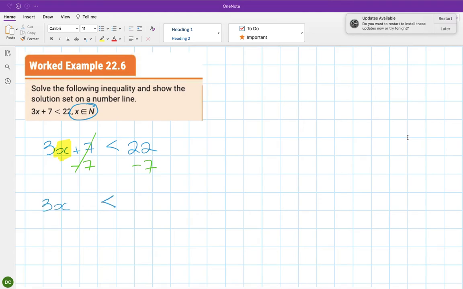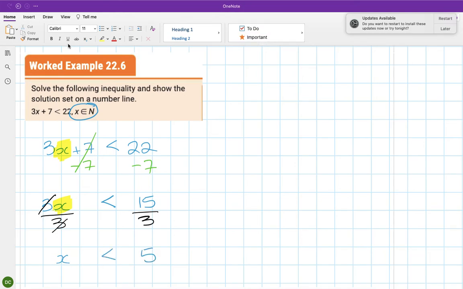Just be very, very careful. It's really easy to write an equals out of habit. So make sure you copy your sign. Okay, so it's not an equals, it's an inequality, and make sure you copy it. 22 minus 7 is 15. And then we have divided by 3, divided by 3. So x is less than 5.